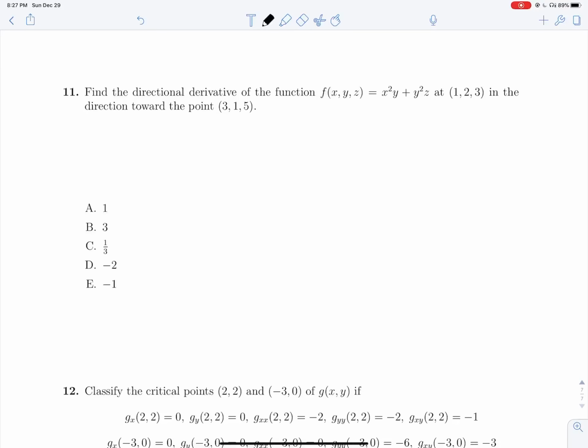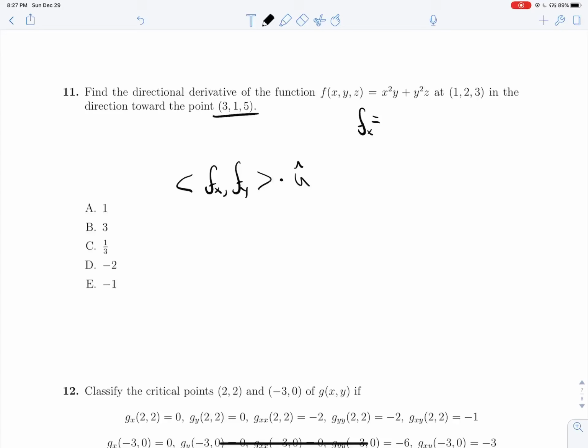Let's find the directional derivative of this function at that point towards the direction of this point. So we know that our directional derivative is going to be made up of fx and fy. We need that vector, and then we need to dot it with the unit vector of the direction that we are pointing in. So let's figure these things out.